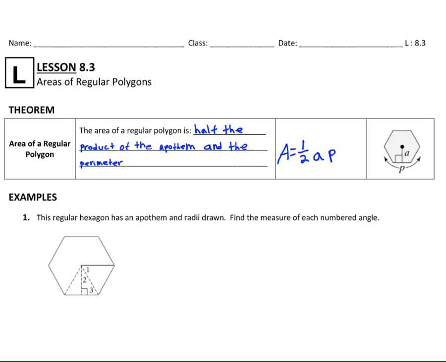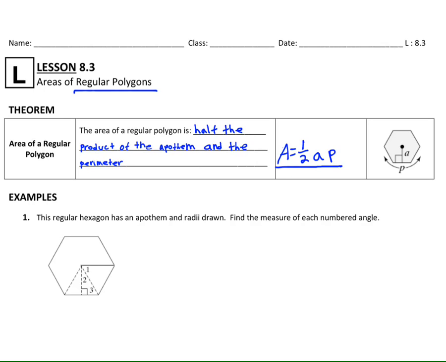So the first thing we're going to look at is exactly how to find the area of a regular polygon. Remember, regular polygon means all of the angles are congruent and all of the sides are congruent. The area of a regular polygon is half the product of the apothem and the perimeter. So this is the formula: A equals 1/2 a times p, where a is the apothem and p is the perimeter of the shape. Let's get started on the examples.